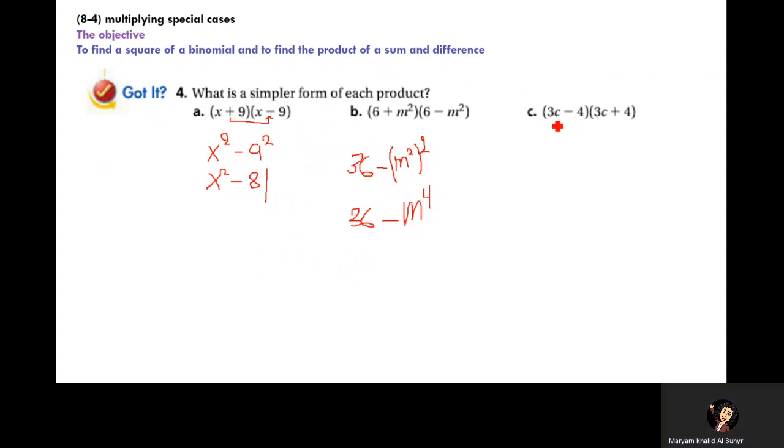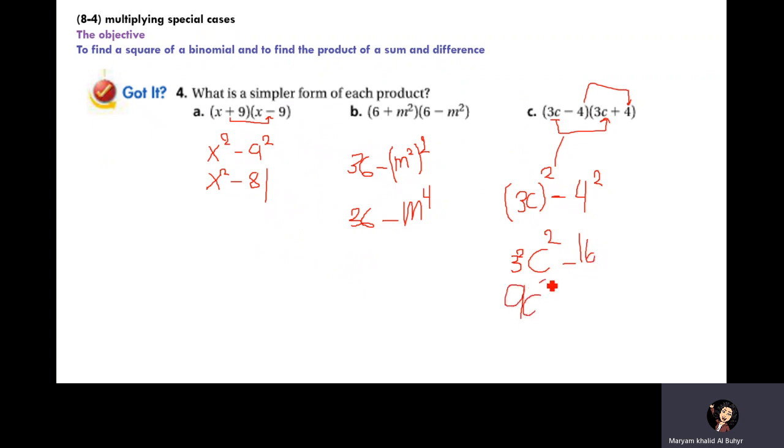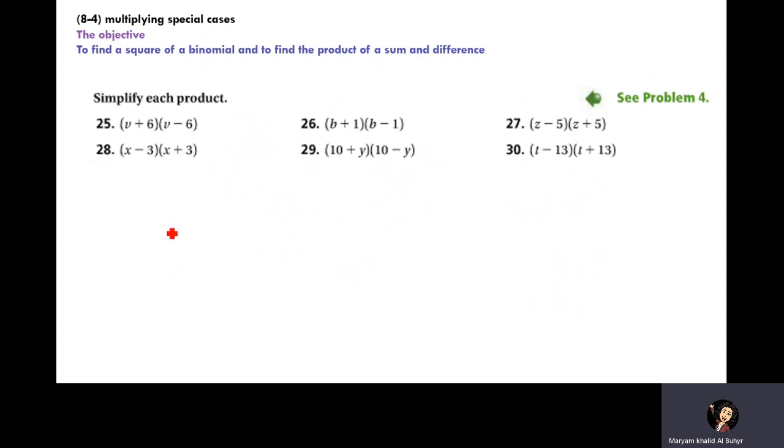This one is exactly the same as this term. This term is exactly the same, but we have them opposite. So I'm going to say 3c, all this to the power 2, minus, from my new rule, 4 to the power 2. So that will be 3 to the power 2, c to the power 2, minus 16. So that will be 9c squared minus 16. This is the idea. Let me give you one more exercise.